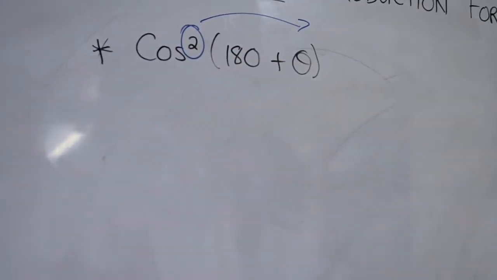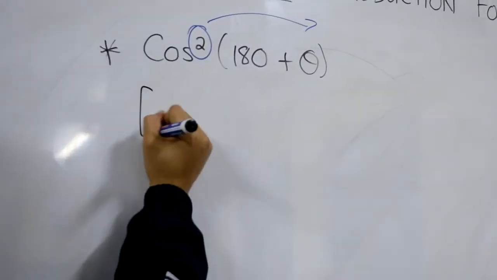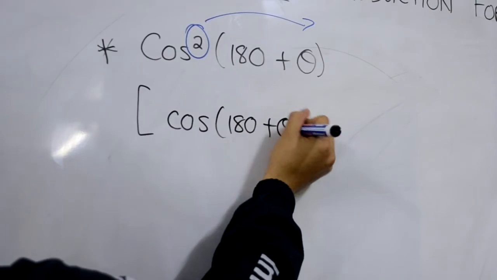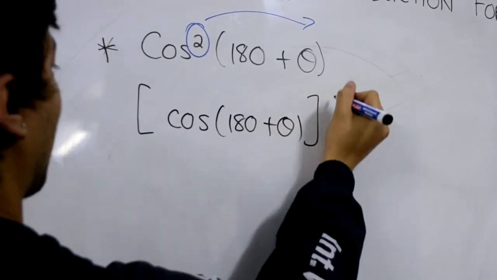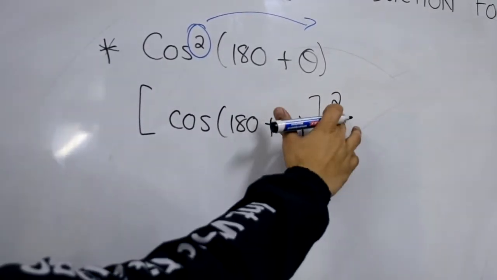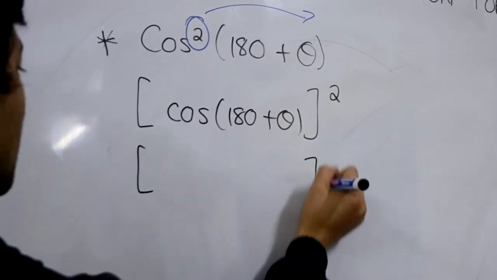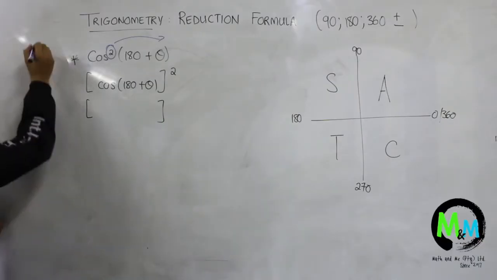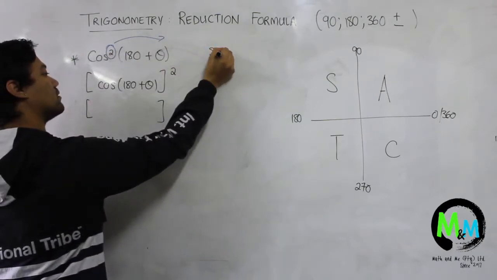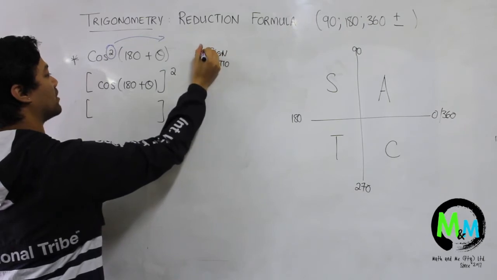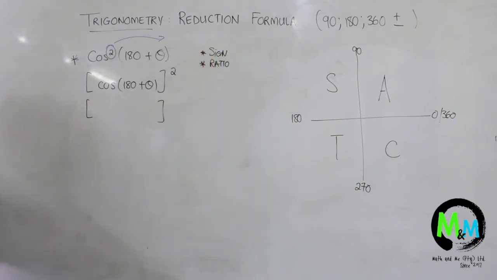So basically, make square brackets, right? What would be on the inside usually, so cos 180 plus theta, and then squared. And I'm going to show you why I want you to place that there. Because now when we do reduction formula, you'll see something happen. Remember, we always check sign, then we check ratio. Okay, keep it in that order and you'll always get it right, I promise.